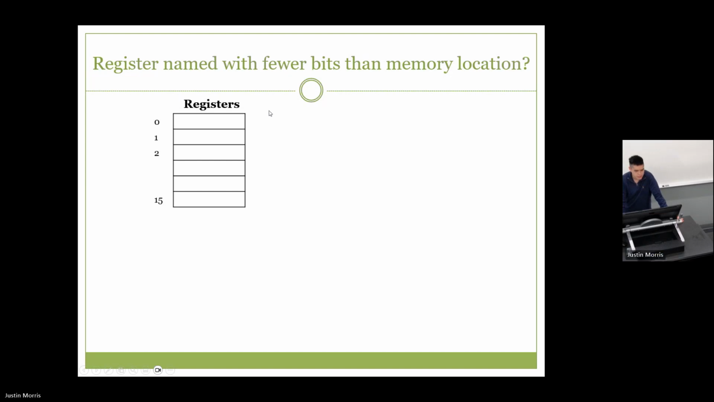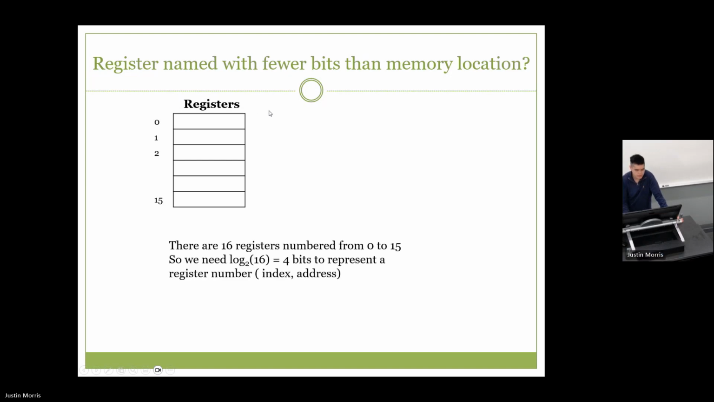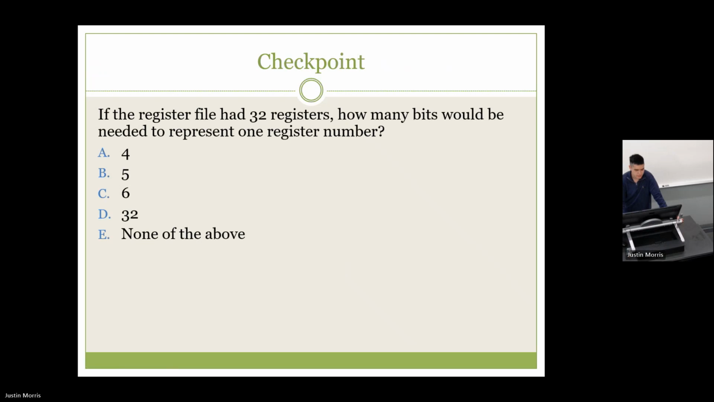Right. So here's a very similar example. Here's 16 registers, 0 to 15. So we need log base 2 of 16, 4 bits. And we kind of just did this.